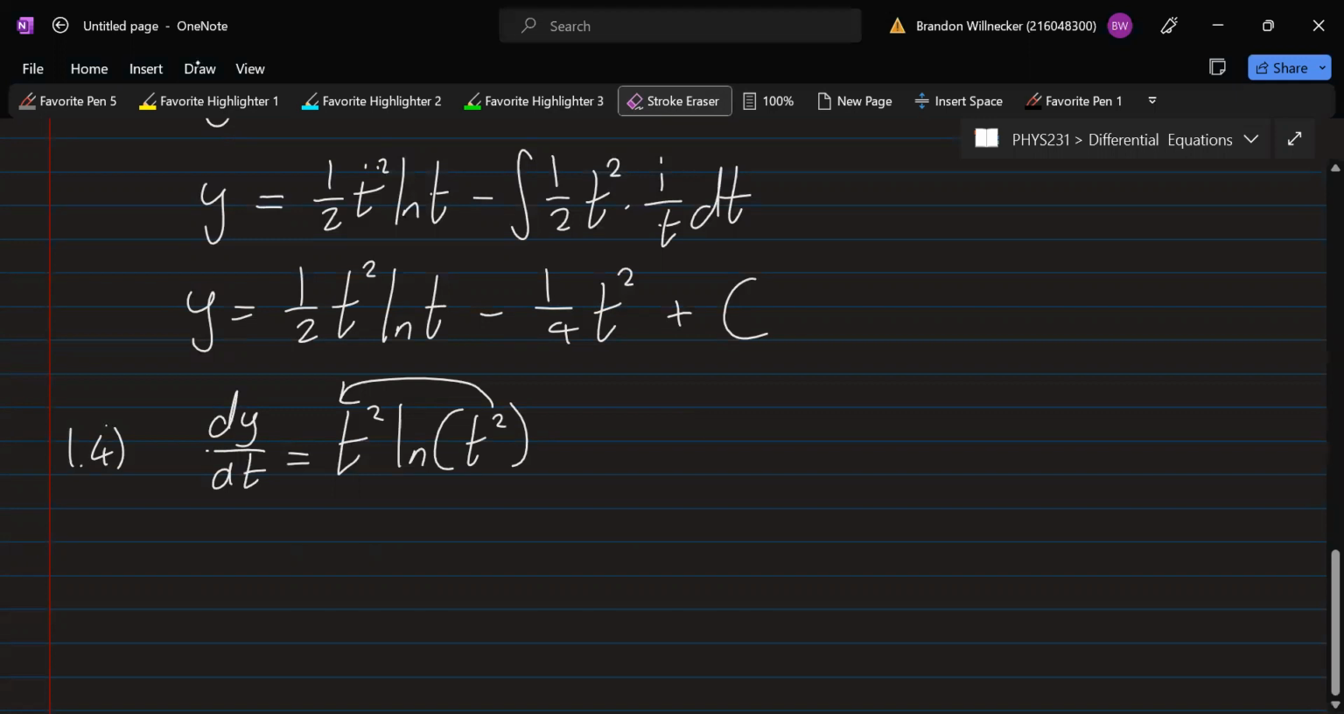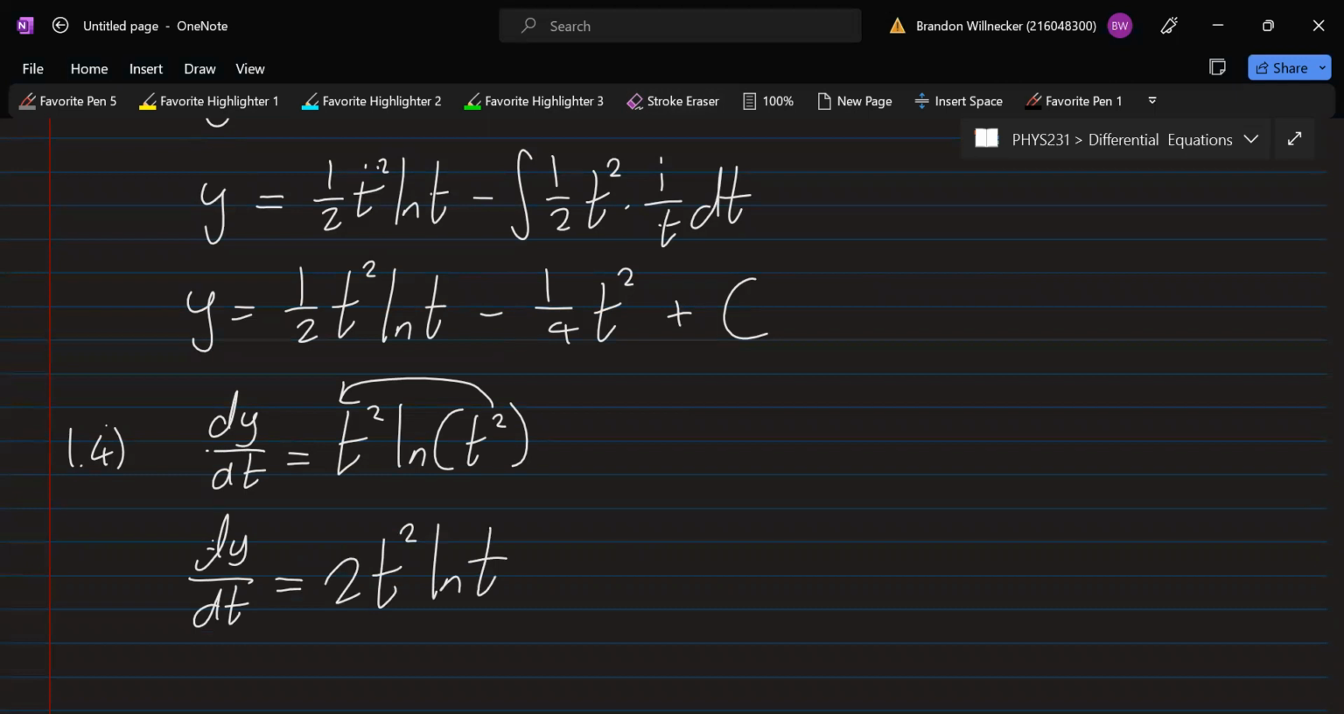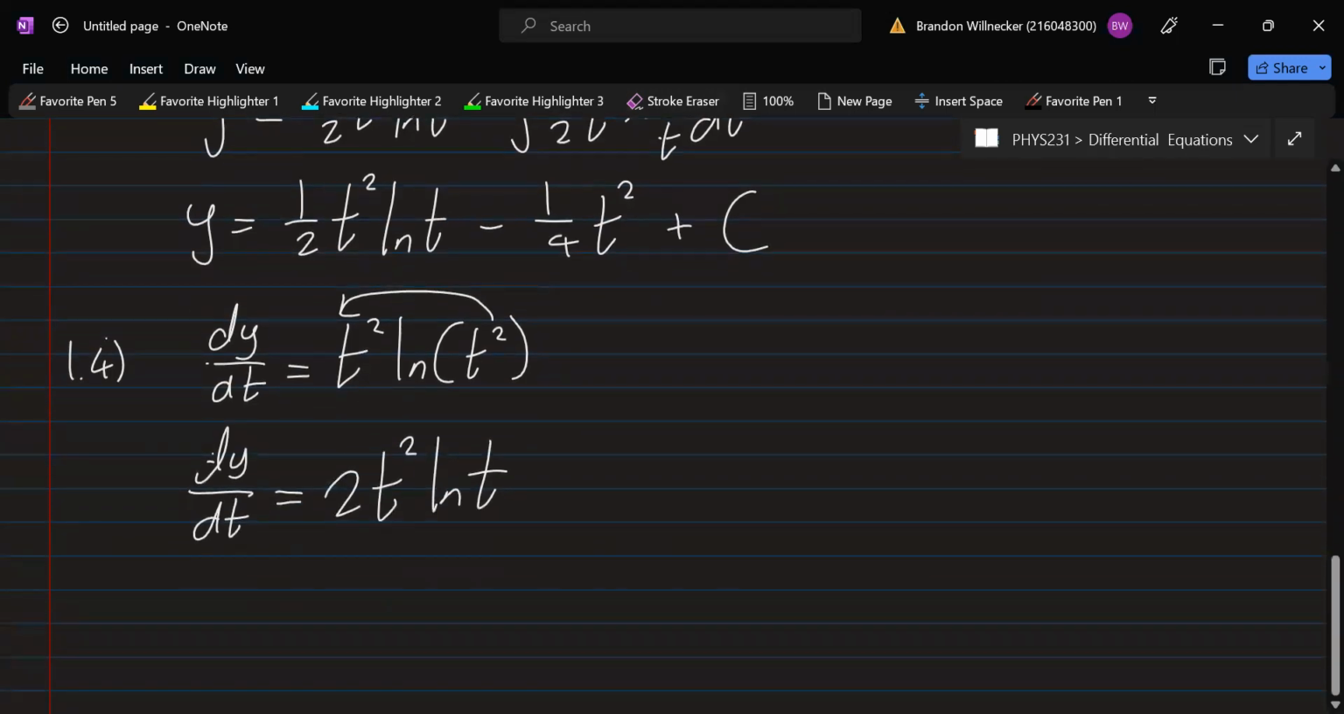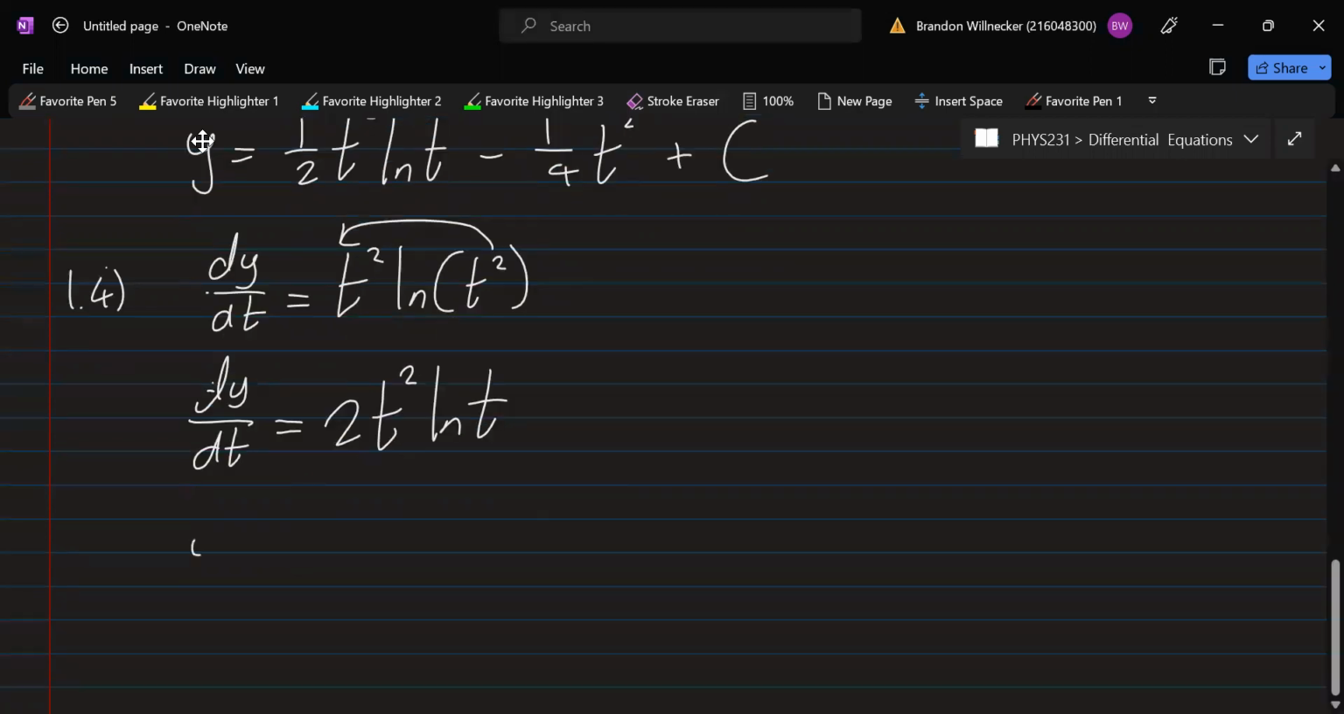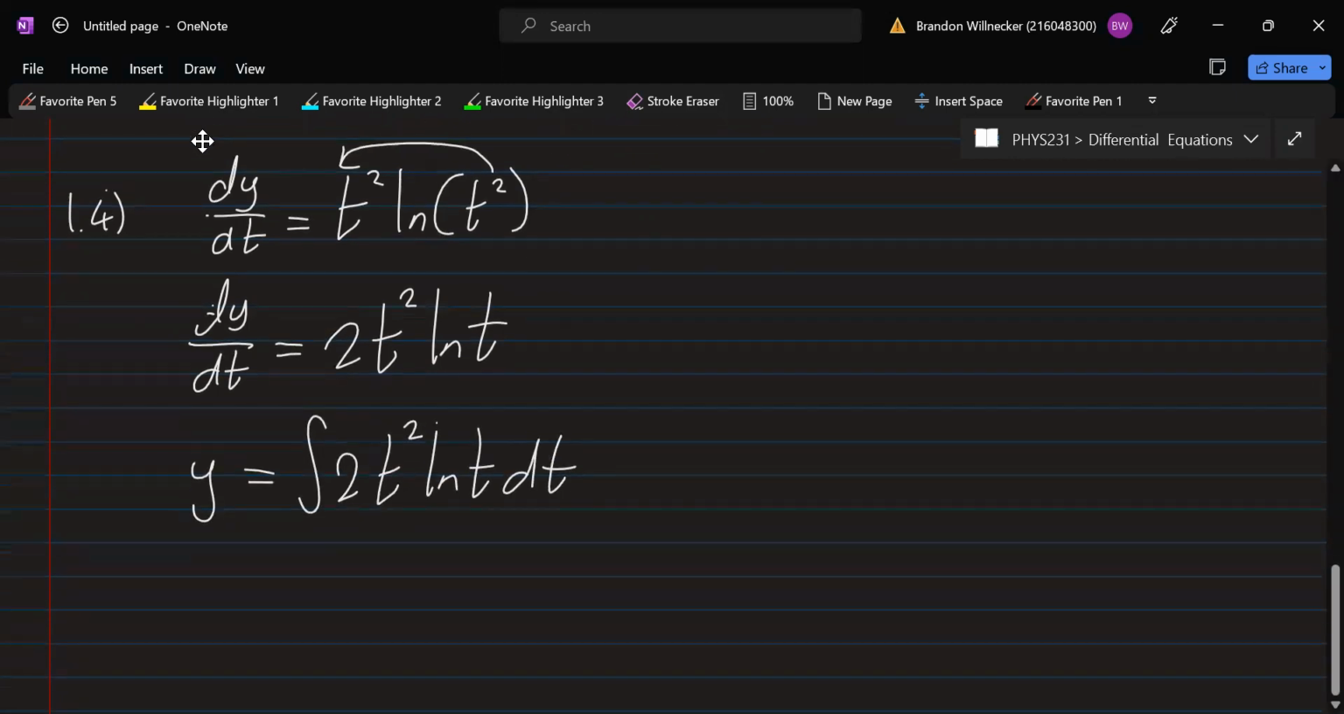So dy by dt is going to be 2 times t squared, the natural log of t. So we can do the same thing as before. We let u be the natural log of t to differentiate. We let dv be 2t squared to integrate. So y is going to be the integral 2t squared, natural log of t dt.